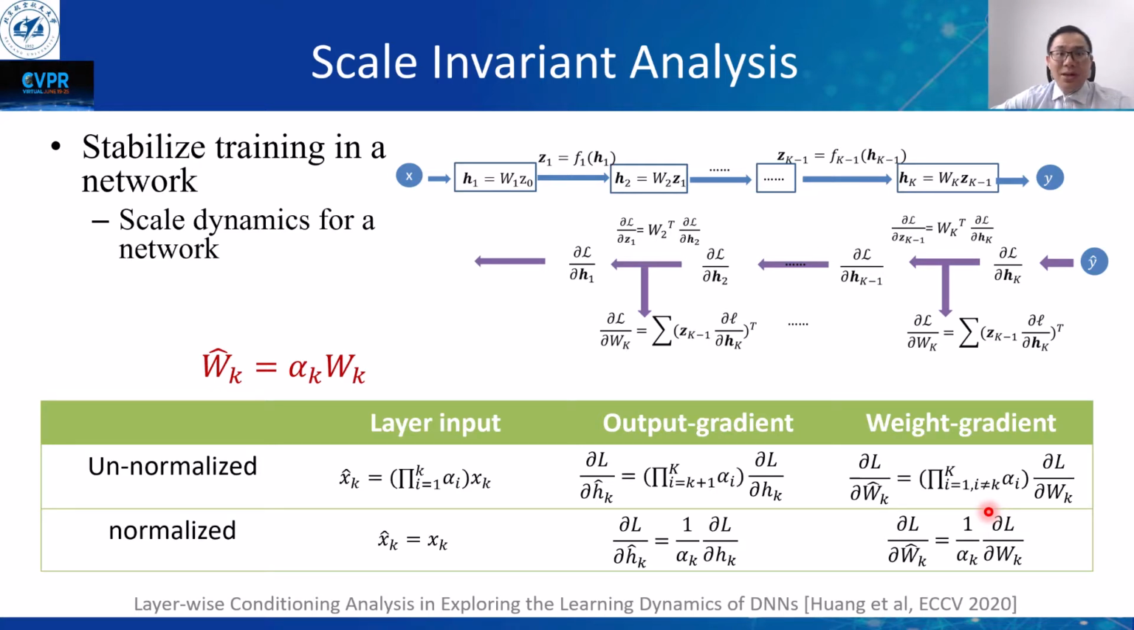For a normalized network, the scaled factor alpha k of the weight will not affect other layers' activations or gradients. The magnitude of the weight gradient is inversely proportional to the scaled factor. Such a mechanism will stabilize the weight growth or reduction.